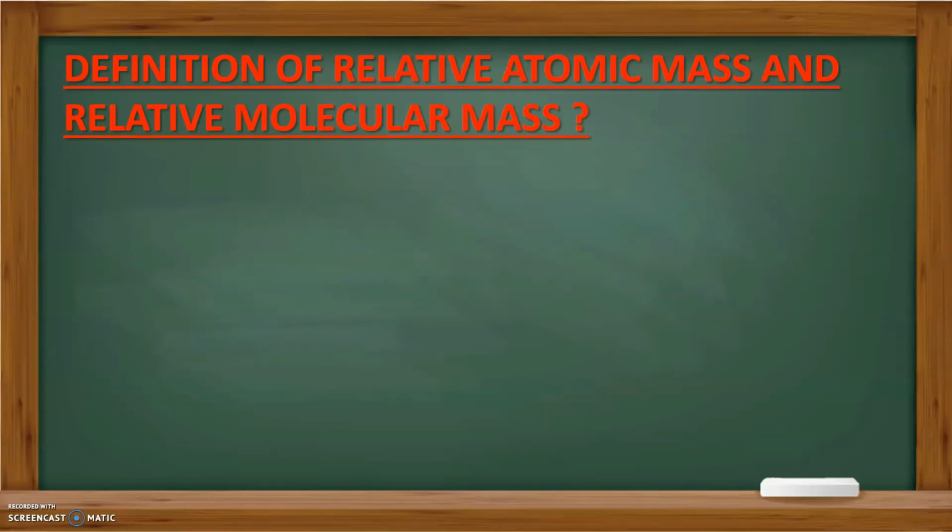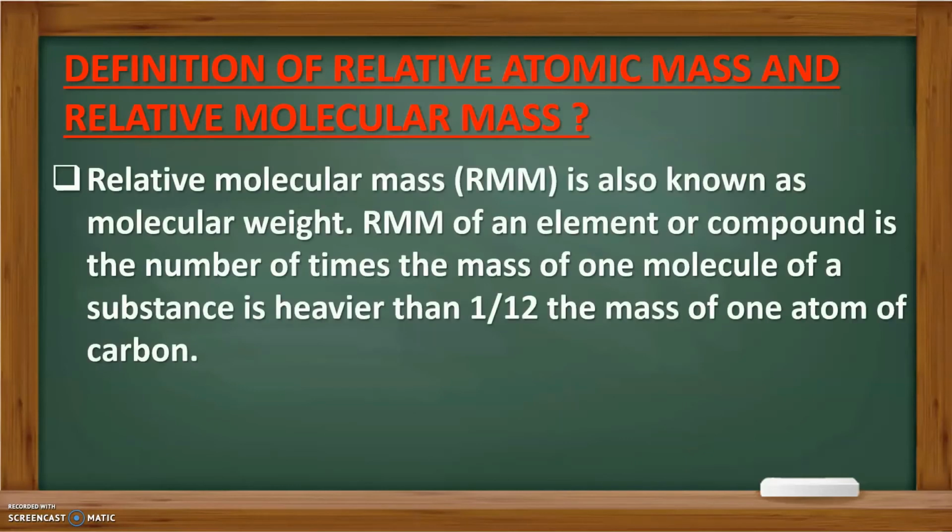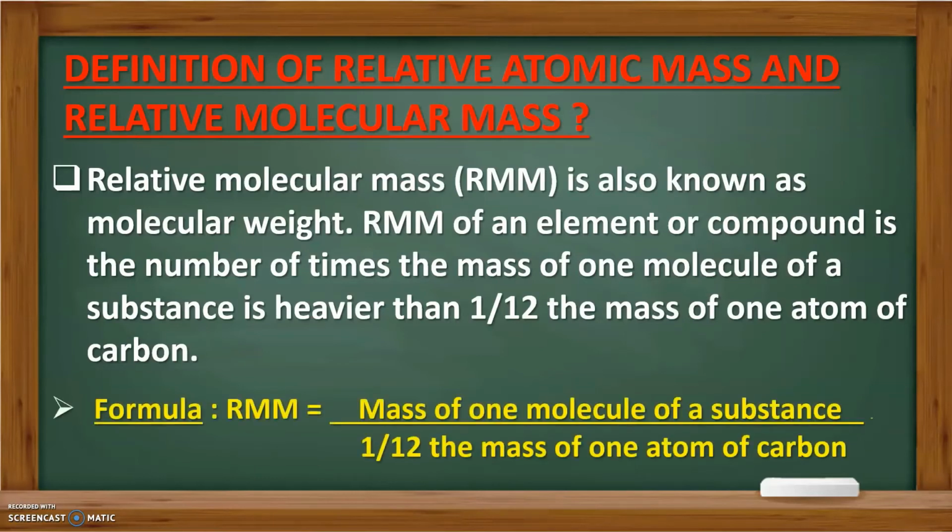Relative molecular mass is also known as molecular weight. The relative molecular mass of an element or compound is the number of times the mass of one molecule of a substance is heavier than 1/12 the mass of one atom of carbon. The formula to find relative molecular mass is the mass of one molecule of a substance divided by 1/12 the mass of one atom of carbon.